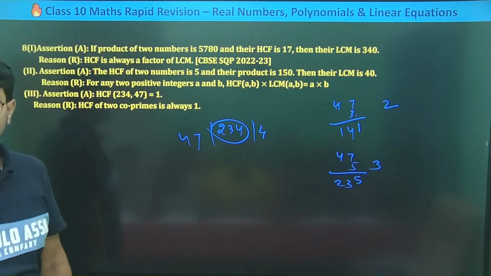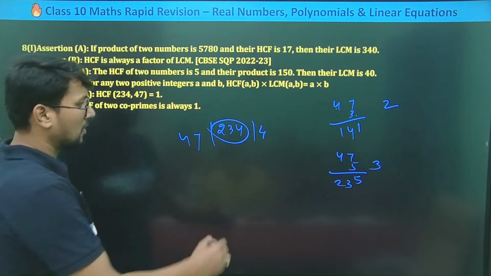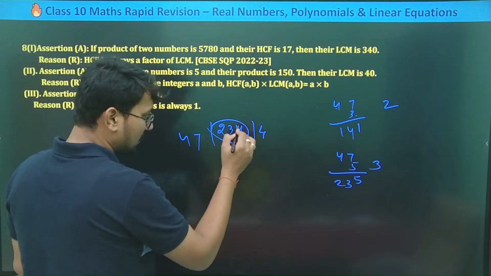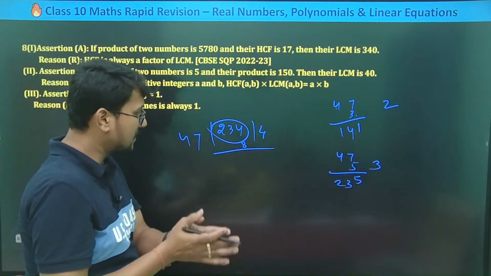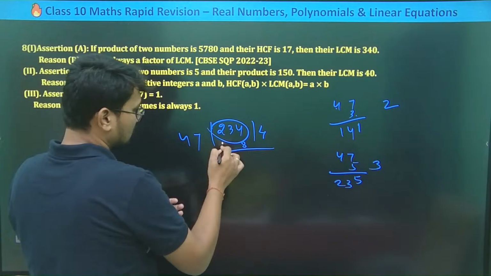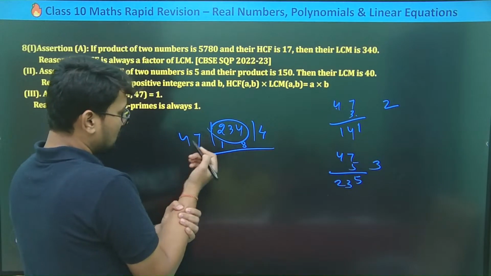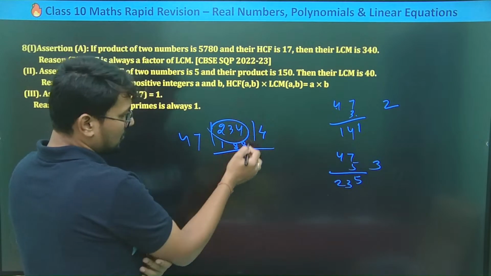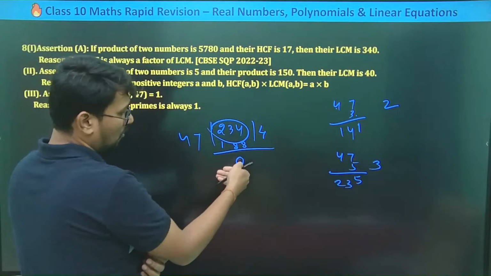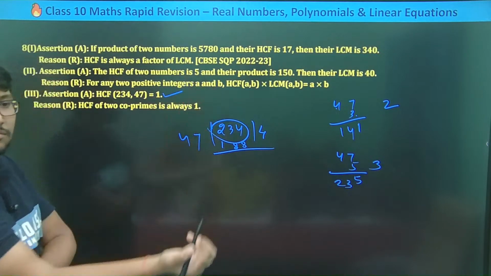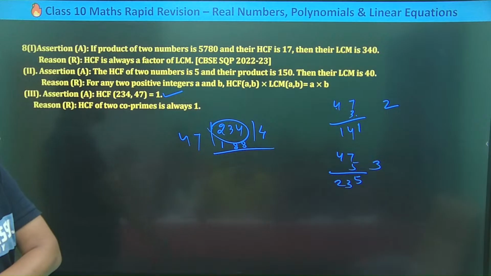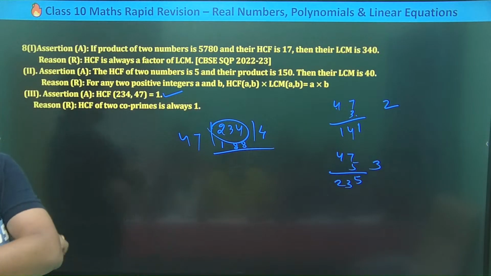Understood everyone? If you wanted to put 4, 4 7 ja kitna hai? 28. 4 4 ja kitna hai? 16. 16 plus 2. 188. So is that 0? No. Therefore it is true. There is no common divisor other than 1.